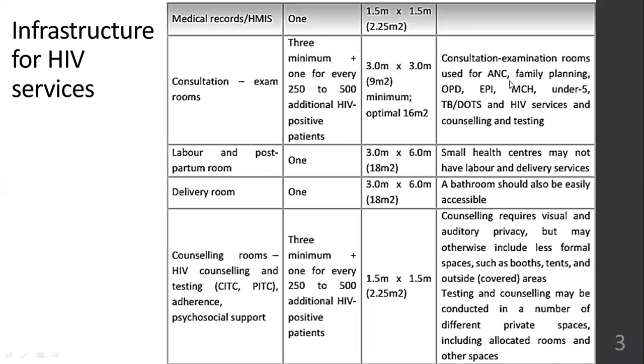Then you can have a labor and postpartum room, one labor and postpartum room. The items required in the labor room, you can go to the previous class and see. We have discussed that. Dimensions are given. Small healthcare centers will not have a labor room, but if it is a hospital, there will be a labor room and postpartum room attached to the HIV infrastructure where an HIV positive mother can deliver. One delivery room is also given, and a bathroom should also be given there.